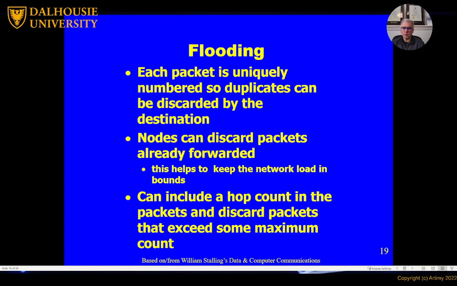And it depends on the operating system. Some operating systems set the number of hops to 64, some others set the number of hops to 255, which is the maximum. So it really depends on the source. The source sets the number of hops.